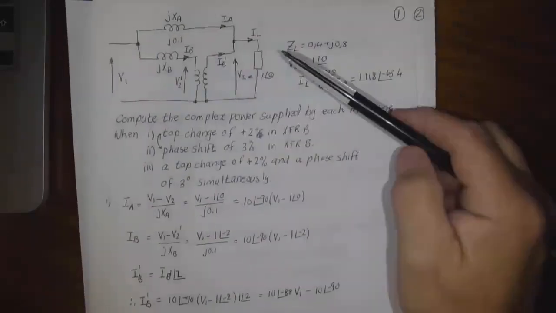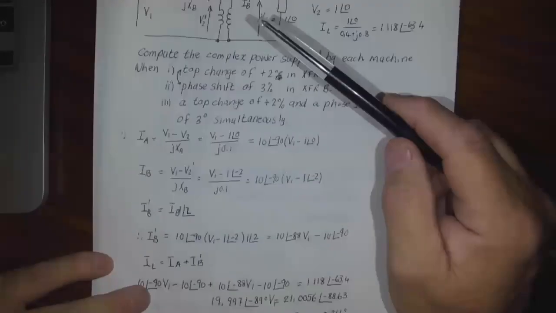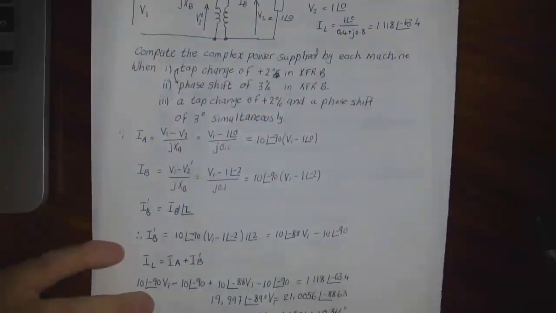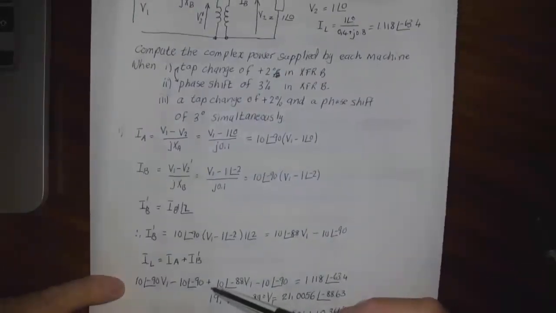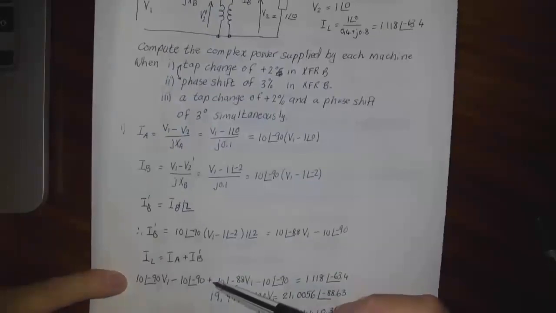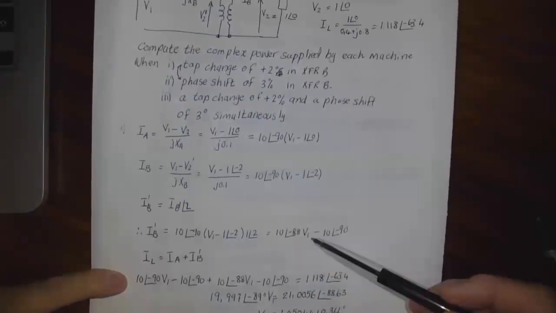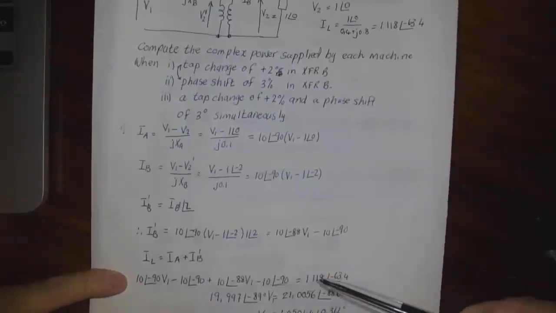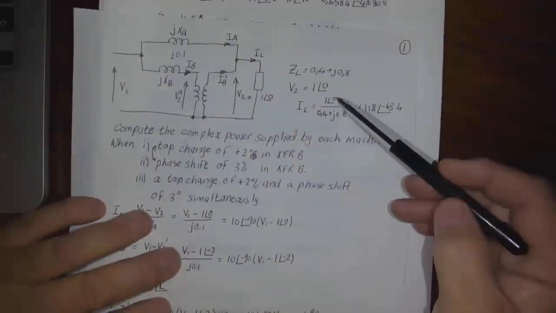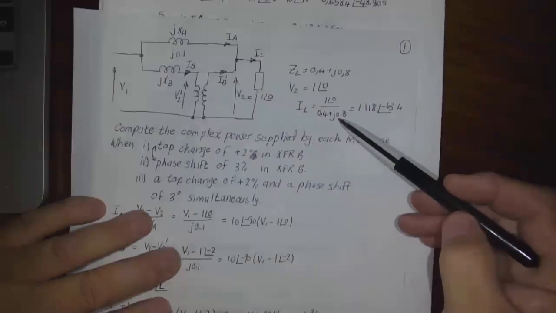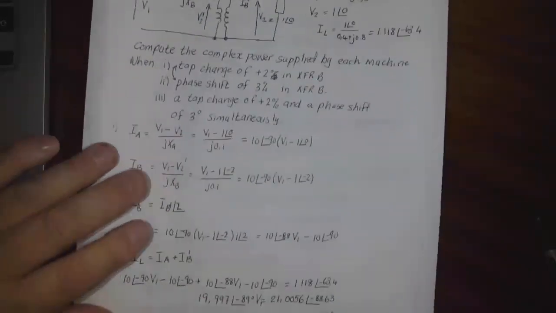And then as we've said before, I load is the sum of IA plus IB dash. Okay, so IB dash then is 10 angle minus 88 V1 minus 10 angle 90. So IA is 10 angle minus 90 V1 minus 10 angle minus 90, plus 10 angle minus 88 V1 minus 10 angle minus 90, is equal to I load, which is 1 divided by 0.4 plus j8. That gives us 1.18 angle 63.4.